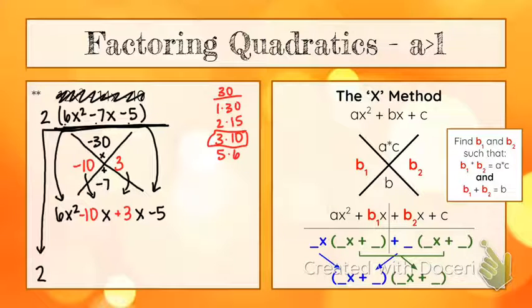Okay, so now that we've done that, we split this in half and take the greatest common factor. So the greatest common factor of 6x squared and negative 10x is going to be 2x. So 6x squared divided by 2x is 3x, and negative 10x divided by 2x is negative 5. On the right side, we always use the sign that is given to us. So we're going to take out something positive. And 3x and 5 do not have any common factors except for 1.